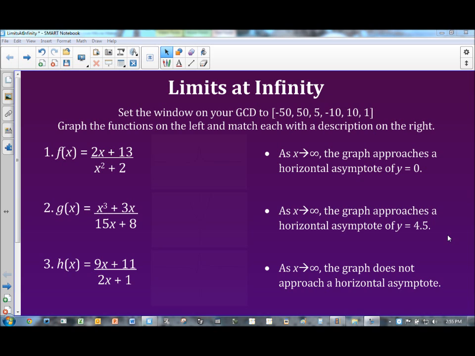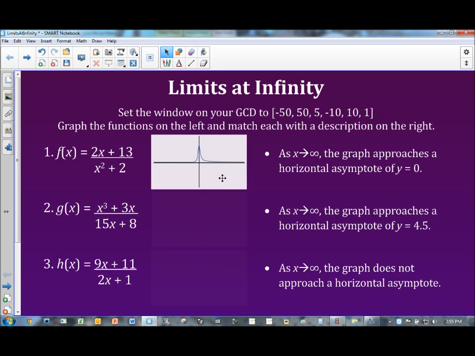All right, welcome back. Hopefully you got some good graphs. Let's see what the graphs look like. Here's f of x. It looks like it's got a nice little high hill in the middle, and what you'll notice as the graph goes off to the right, there is a horizontal asymptote of y equals 0. So this one goes with this one.